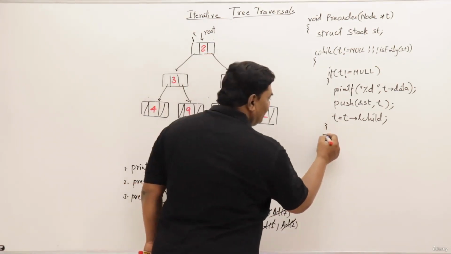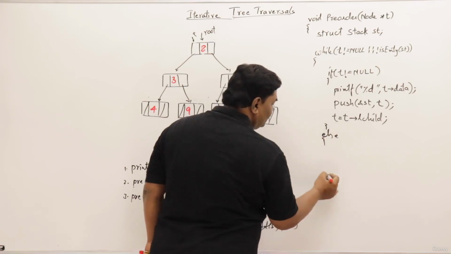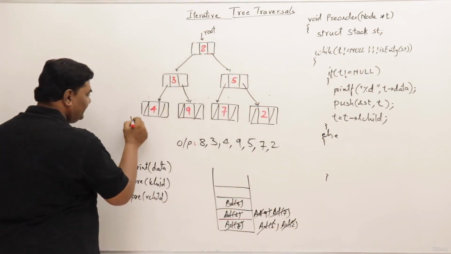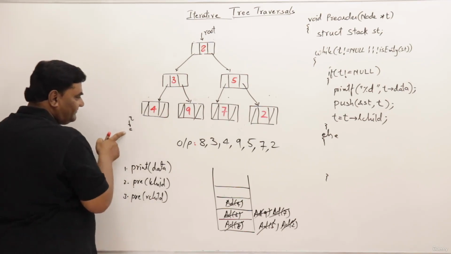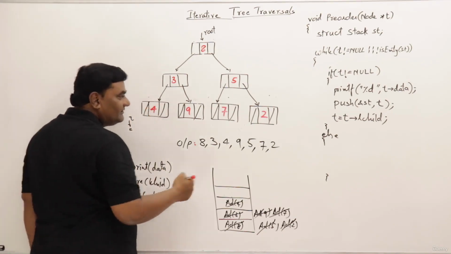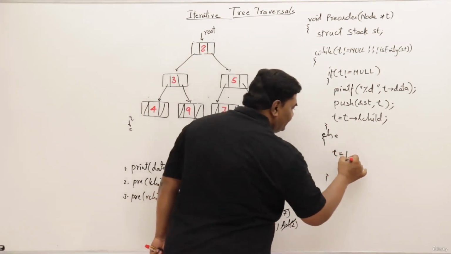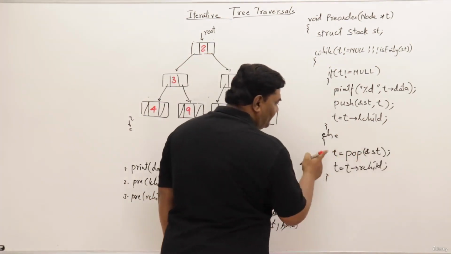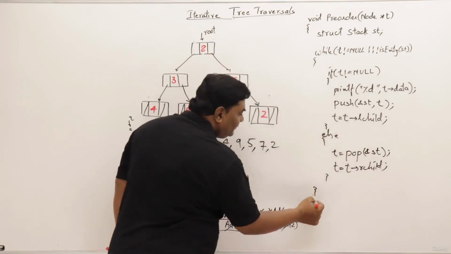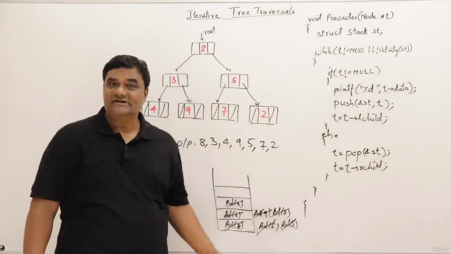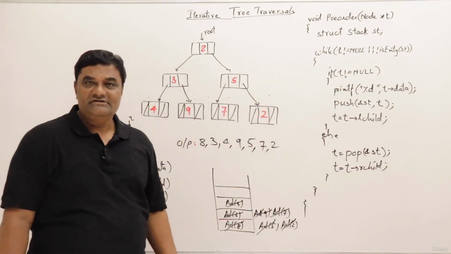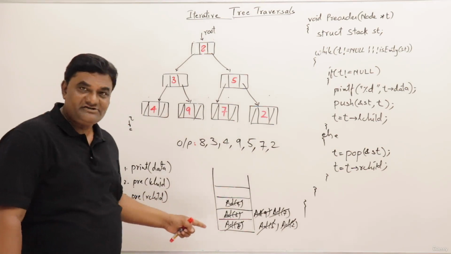If it is null, else what we should do? See, when it was null, what we were doing here? What we did at that time? When it was null, we pop out an address and go to right child. So pop out an address from the stack and go to right child. That's all. End of loop, end of function. This is the iterative function for pre-order traversal, which is utilizing a stack.